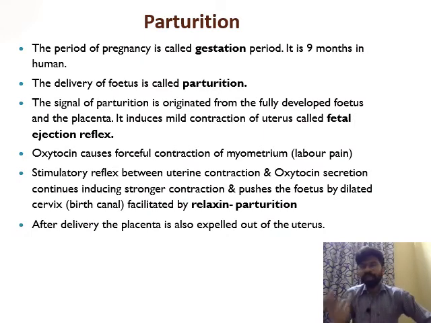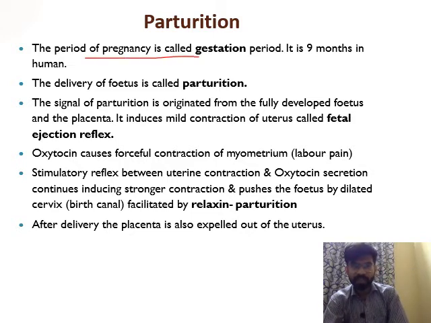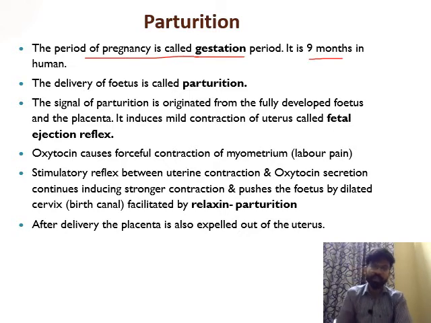Now, when the 9 month events occur, the fully formed fetus will move out of the female body, and the delivery of the fetus or the childbirth is known as parturition. The time period during which the fetus resides in the female body, the 9 month period, is known as the gestation period. The period of pregnancy is known as the gestation period, and it is about 9 months, plus or minus 15 days. The delivery of the fetus is called parturition, easy point.